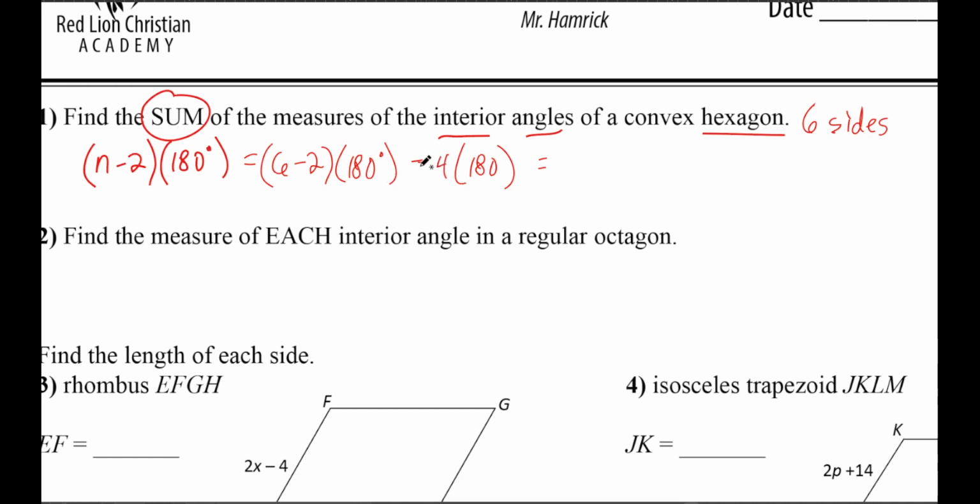No, it's supposed to be equals. I just had them too squished together. Yeah, no negatives on this. So it's 4 times 180, which is 720 degrees. That's how you do it.